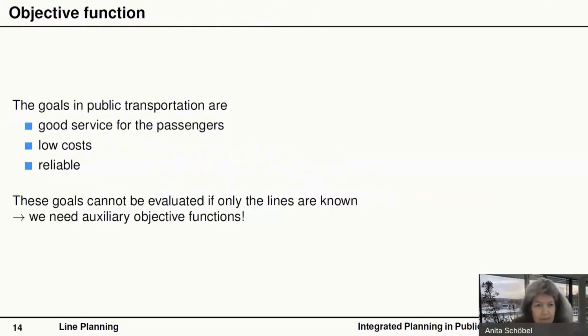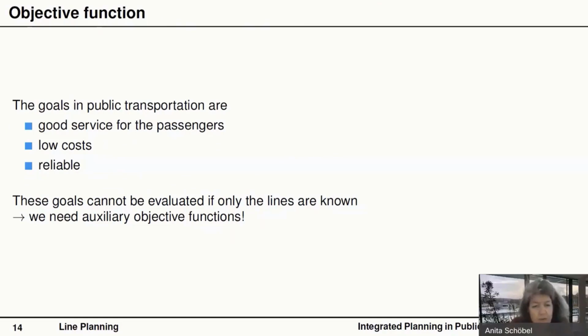The goals in public transport are good service for the passengers, low costs, and maybe it also should be reliable. But these goals cannot be evaluated if only the lines are known. So in our model, we are only dealing with line planning and frequencies, but we are not also designing a timetable and a vehicle schedule. We would love to do that in an integrated way. I will in the afternoon give a few hints why this is so difficult. So at the moment, we only deal with lines.